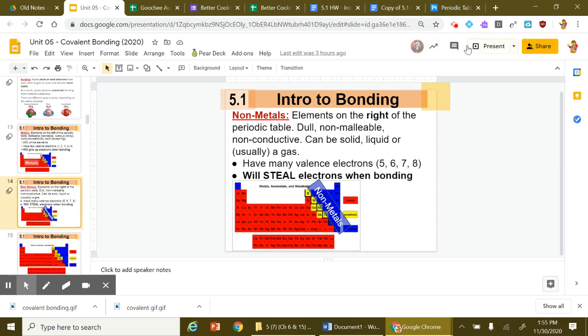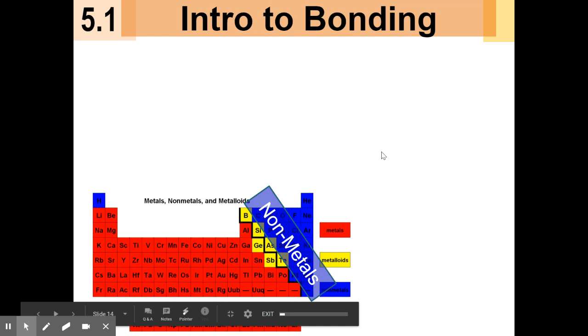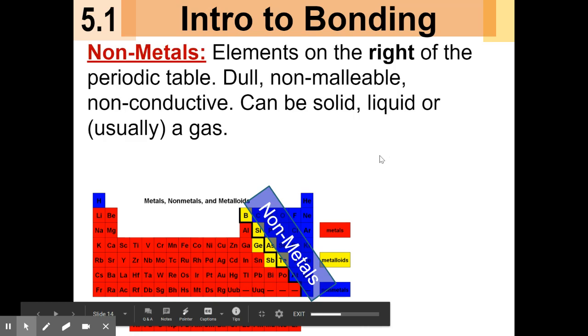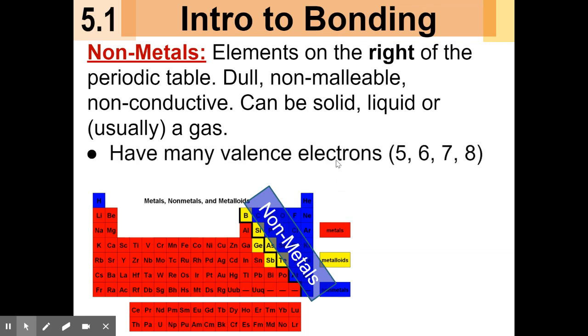All right, how about the other elements called nonmetals? So metals are all those elements on the left of the periodic table. The nonmetals are all the elements on the right of the periodic table. They are the dull, non-malleable, non-conductive elements like carbon or sulfur or phosphorus, or antimony, no, selenium. Most of the nonmetals are actually gases.